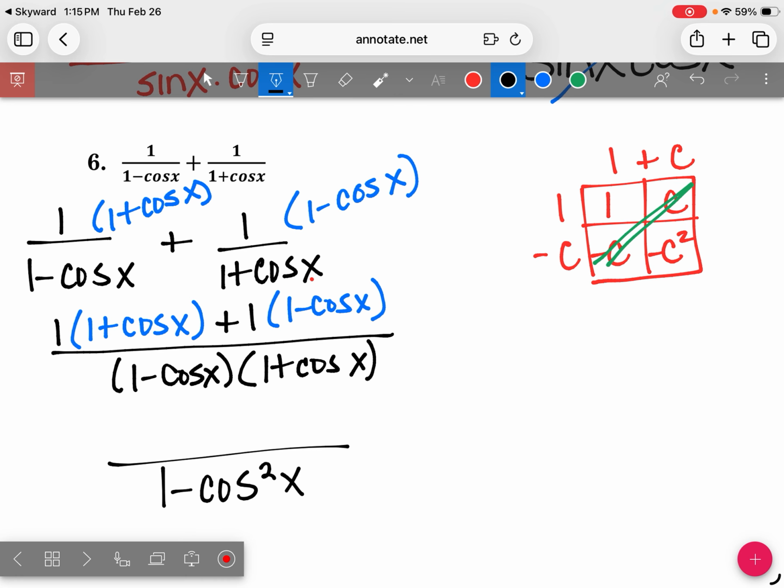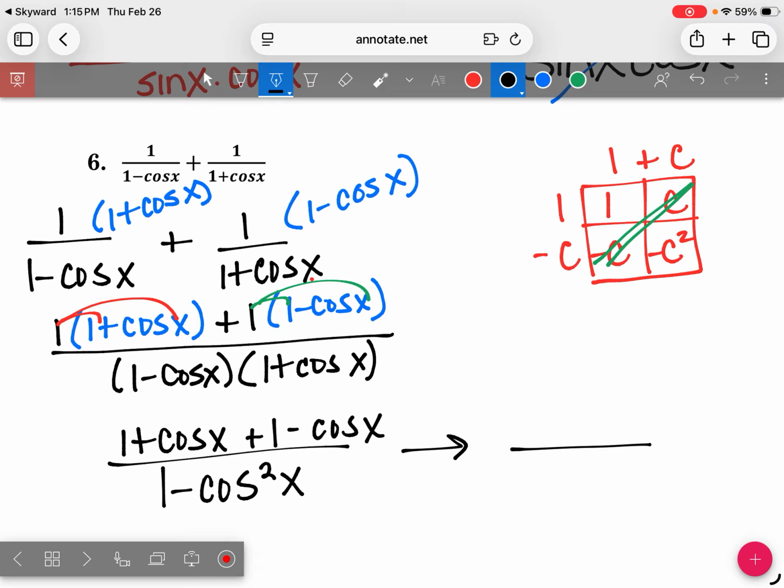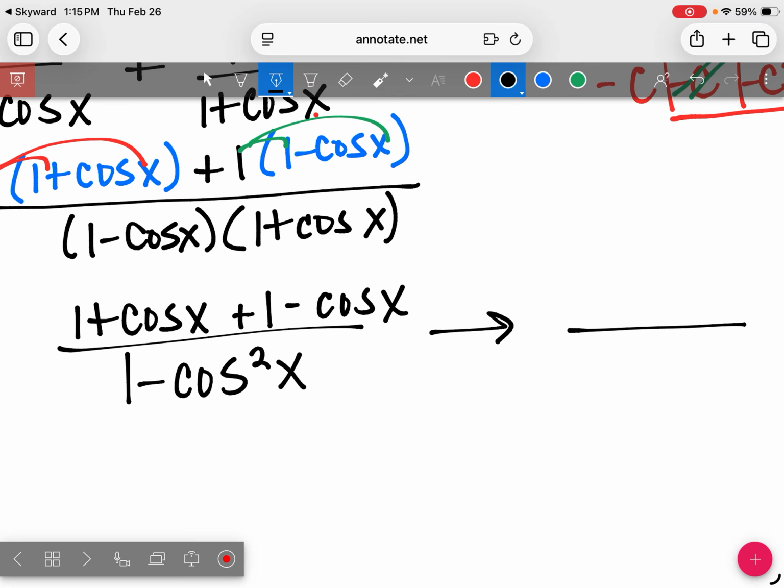All right, now let's go ahead and distribute. Distribute the 1. That's going to give you 1 plus cosine x. Distribute this 1. That's going to give you 1 minus cosine x. All right, so now I'm going to pause here. A couple of things are going to happen at this stage. Let's start off with the top. What do you notice? What can I cross out?